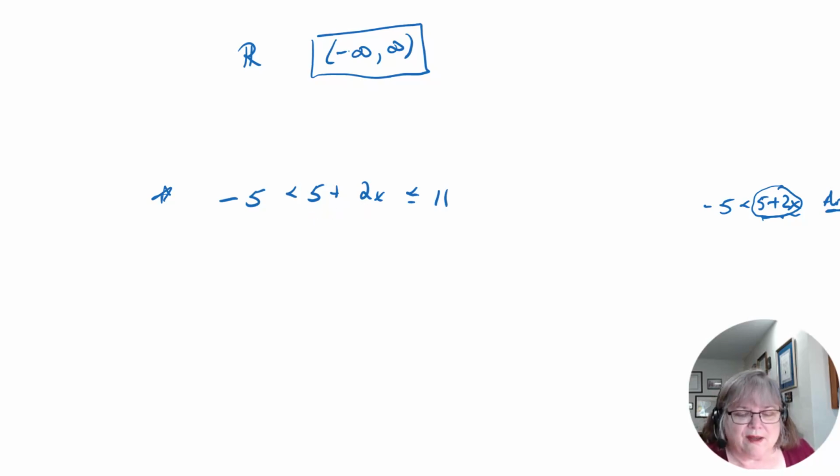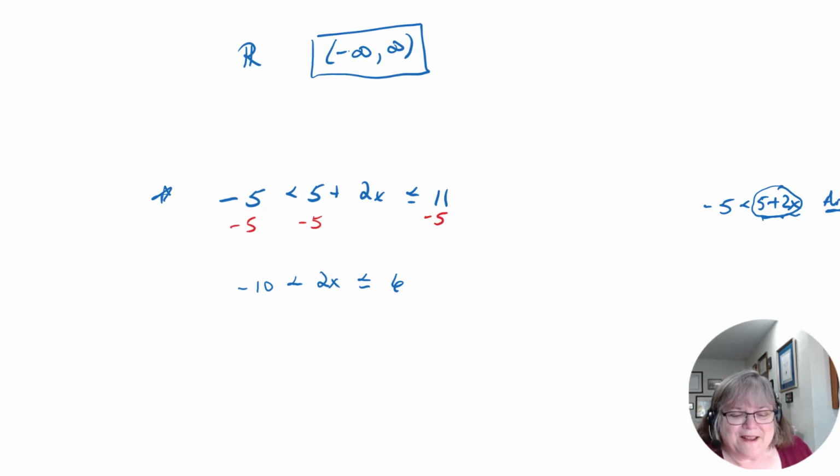So, well, okay. Now, what I could do is I still want to do this thing where I want my variables isolated. I no longer have a left side and a right hand side. I have three sides, but I still want my variable isolated. So let's get rid of the 5. So we would subtract 5 from three places. So negative 5 minus 5 more is negative 10, is less than 2x, is less than or equal to 6. Doing okay?